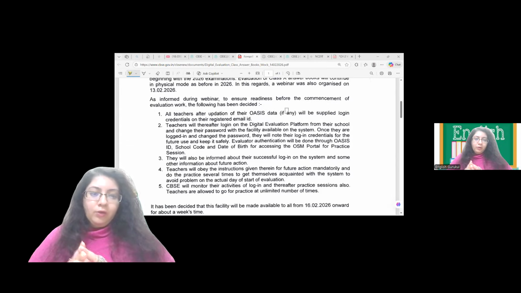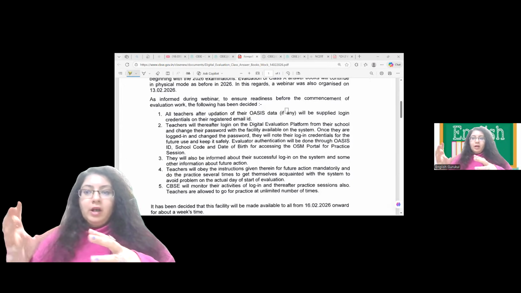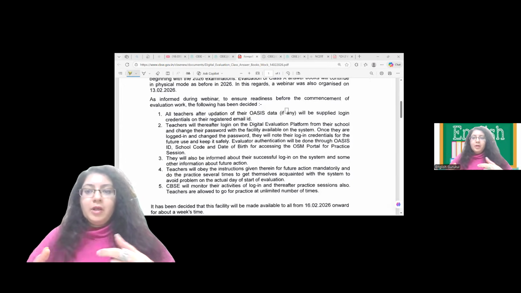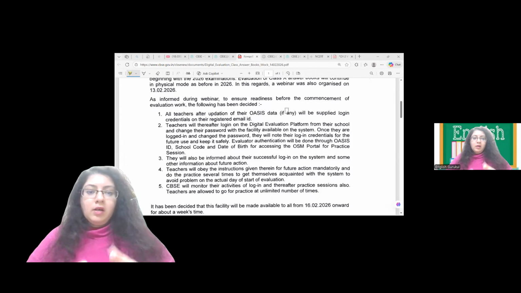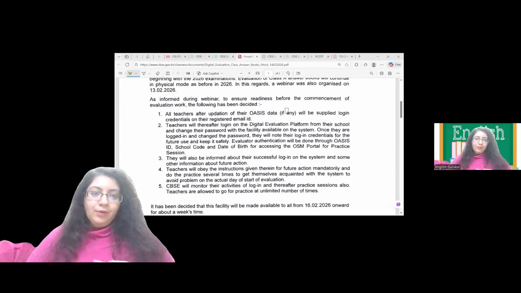Then the third point: they will also be informed about their successful login. When they have logged in, they will be informed about their successful login on the system on which they're working, and some other information about future action, like how you are supposed to proceed further, that would be communicated to you.